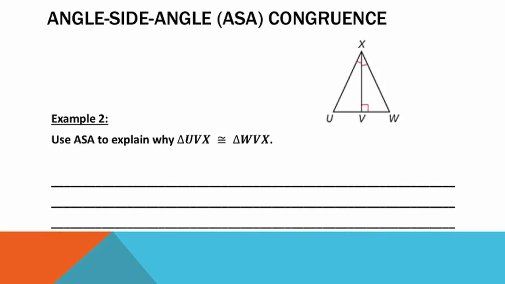For example 2, we're going to use angle, side, angle to explain why triangle UVX is congruent with triangle WVX. So when we go to explain these, we want to figure out what information they have given us first. If you look here, they're giving us information about the angles and then also about the side lengths, because these two share a side length. First, you can see that angle UXV is congruent with WXV. So these angles are congruent, and that's one of the pieces of information that they have given to us.